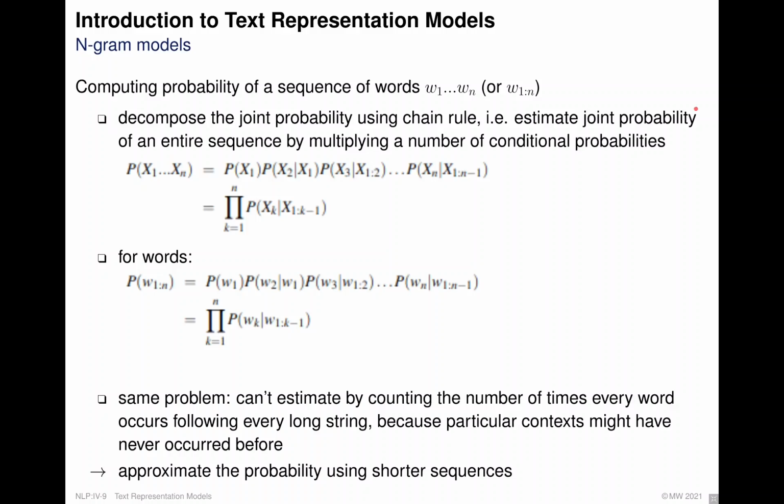So if you remember how to decompose this kind of joint probability, this is a probability of a sequence of events, x1 to xn. This is the general case. We can decompose it using the chain rule to estimate this joint probability by multiplying a number of conditional probabilities. So here they are multiplied out. Probability of the event x1, then x2 given x1, x3 given x1 and x2 preceding it, and so on and so forth. And finally, the last event given the whole history from 1 to n-1.